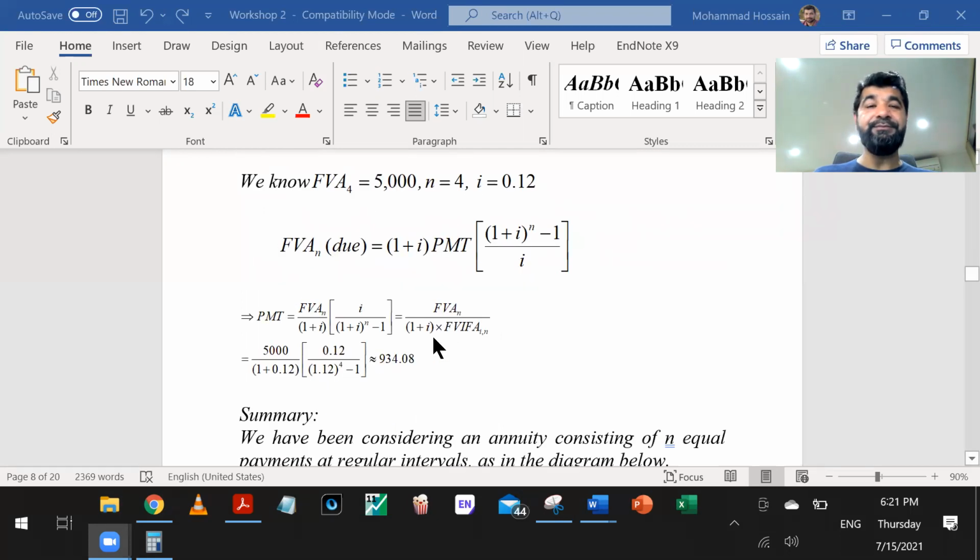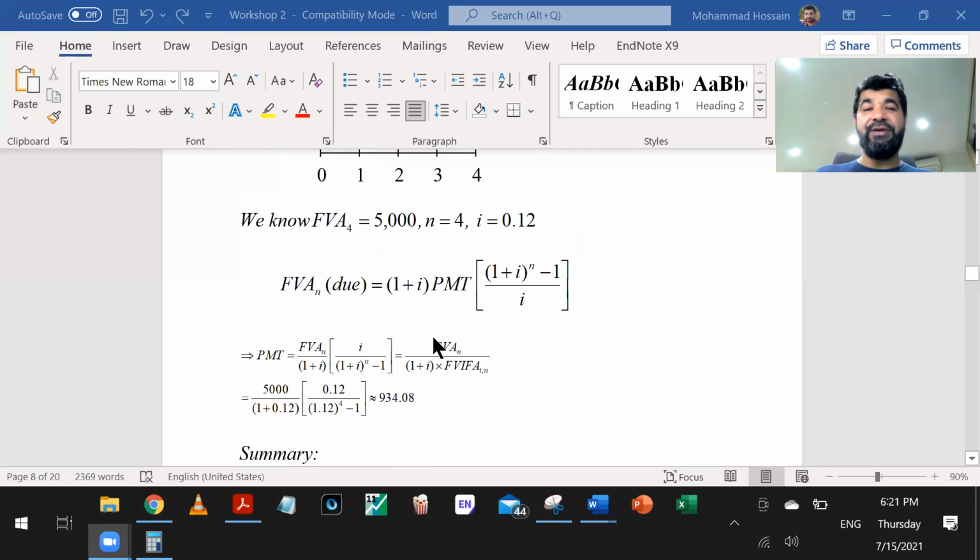Okay, all right. So how do we calculate this? Payment will be equal to, look, let's just change the side. Payment will be equal to FV of annuity due divided by 1 plus i, for the future value, because we want to see $5,000 in our account in the next 4 years' time. So future value is 5,000, n is equal to 4, i is equal to 0.12. So just put these numbers here.